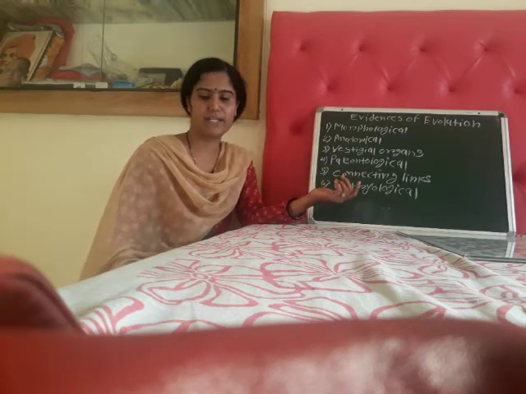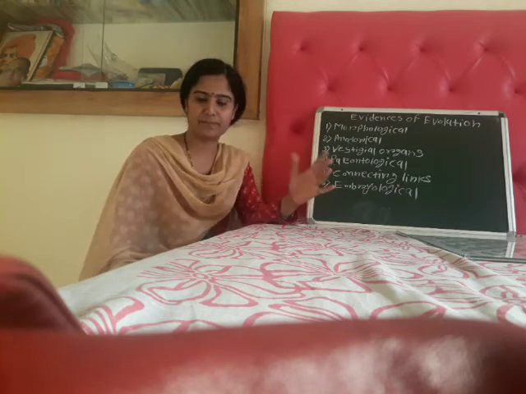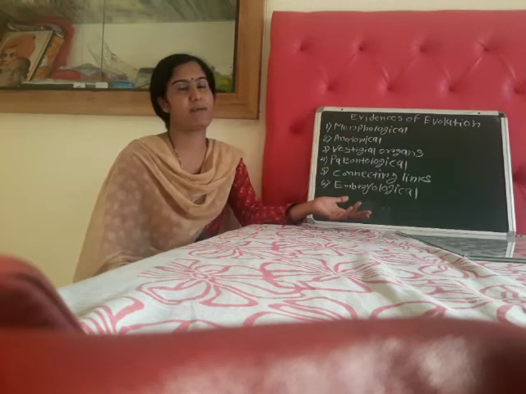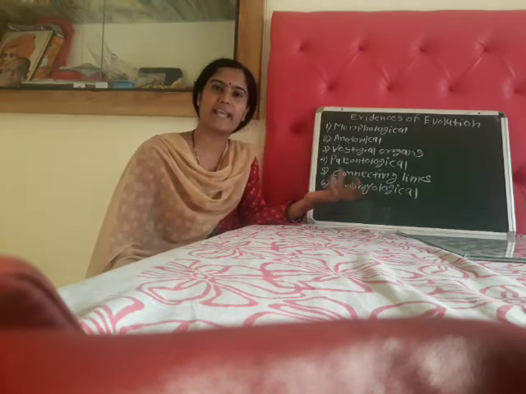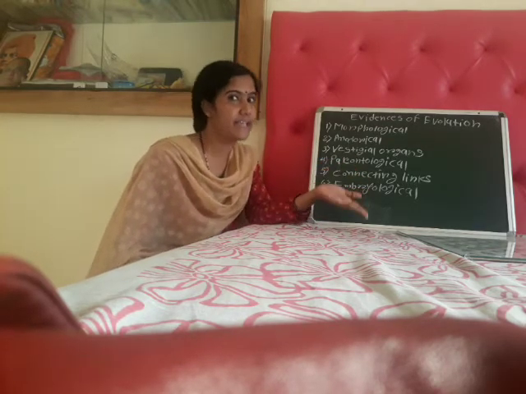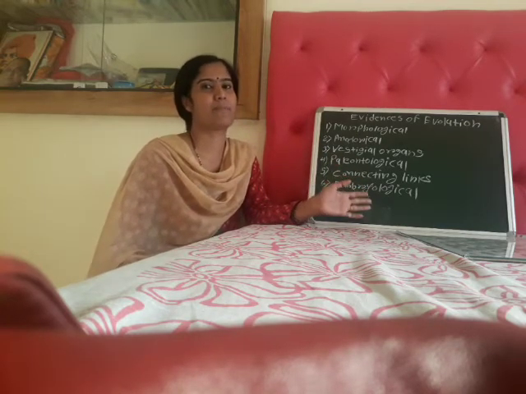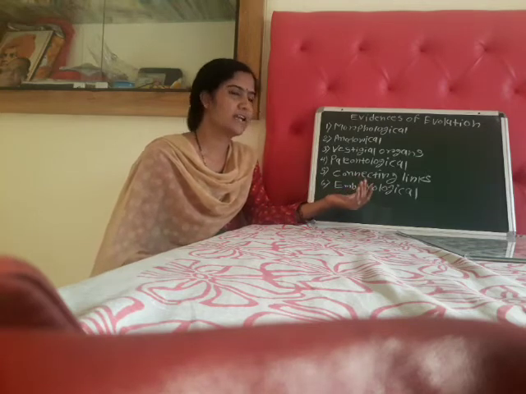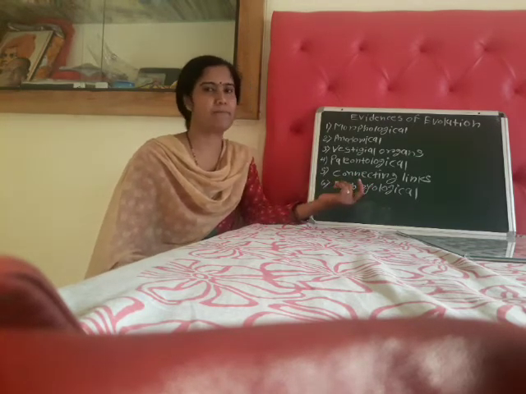Next is the duckbill platypus. Duckbill platypus shows the connecting link between reptiles and mammals. How? Reptiles are egg laying. Duckbill platypus lays eggs, and like mammals, it has mammary glands. That means duckbill platypus shows the connecting link between the two groups, reptiles and mammals.